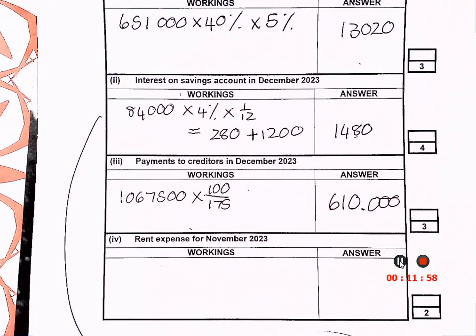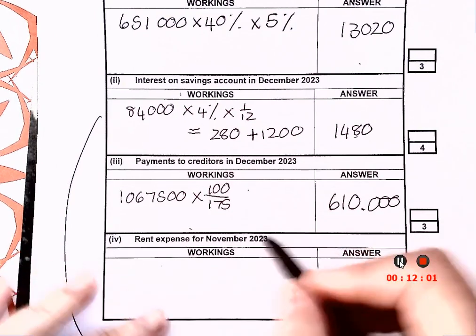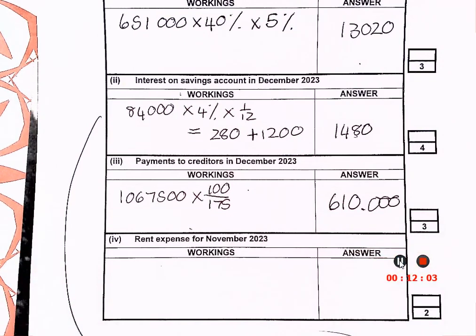If they've said 60% were on credit, then I would say times 60%. If they say, oh, we get 2% discount, then you times 98 over 100. This can be a very large sum. Okay?